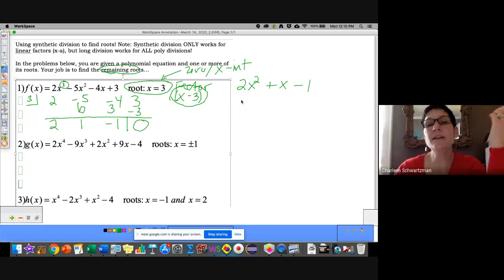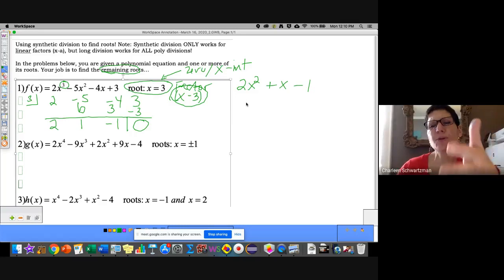Factor. Yeah, good. And what happens if you can't factor? But we're going to try to see if we can. But what if you can't? What would we do? Quadratic formula.